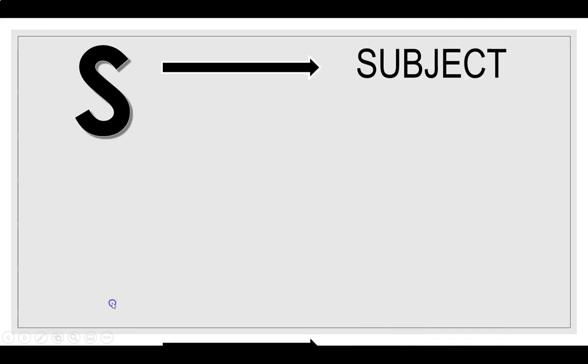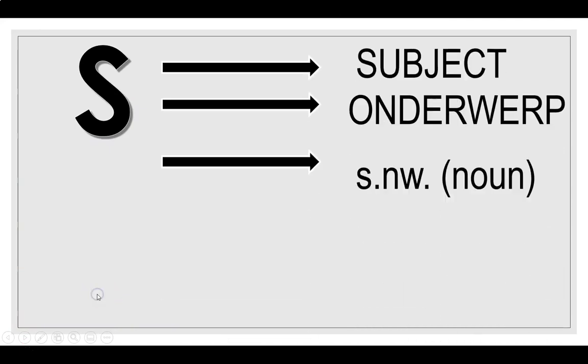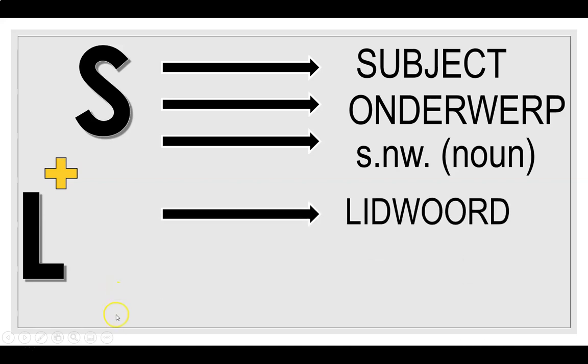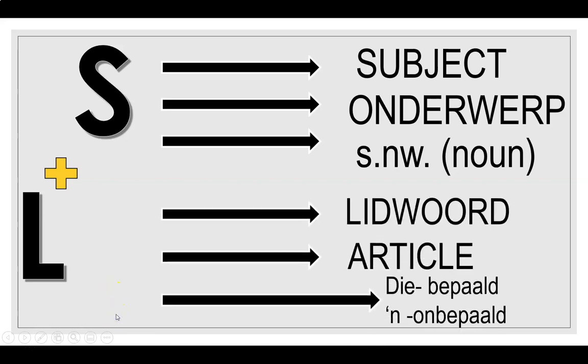Right. Now, so your S stands for subject. In Afrikaans, it's onderwerp, and that is the noun. What we can do is add a lidwoord, an article, in front of the selfstandige naamwoord. So that's also one way of identifying a noun or a selfstandige naamwoord. There are two. Bepaald is specific. Die hond. So it's not just any dog, it's a specific dog. And then there is onbepaald. That could be any.